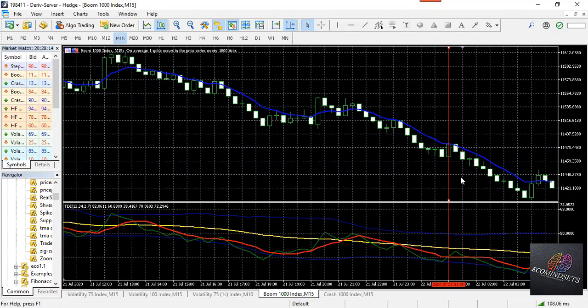I hardly see divergence using this TDI on crash and boom. Well, there is divergence. If a divergence occurs on TDI when trading boom and crash, you don't have to pay much attention. Normally, I don't trade divergence. It's once in a while, so I don't normally look out for it.